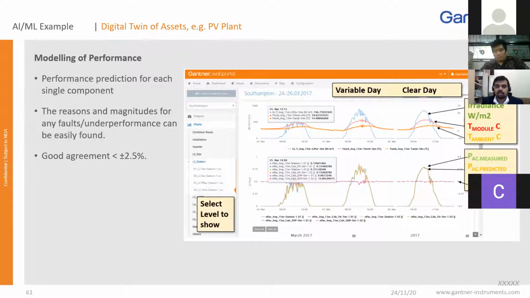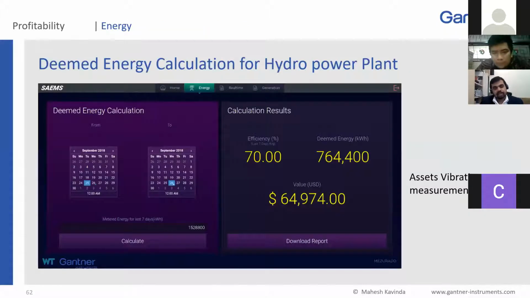Predetermination came up with a good agreement of 2.5% accuracy. So that's pretty decent for the PV side. And all these applications are from the business owner's perspective.